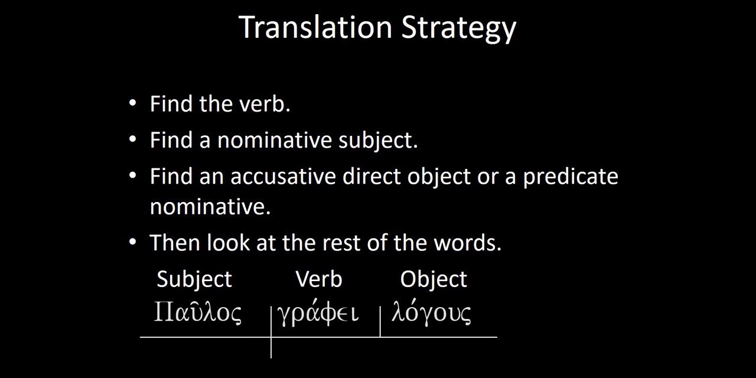So what are we going to do? We're going to find a verb, then we're going to find a nominative subject, then we're going to find an accusative direct object or a predicate nominative, and then we're going to move on and do the rest of the sentence. Let's try this strategy on some example sentences.